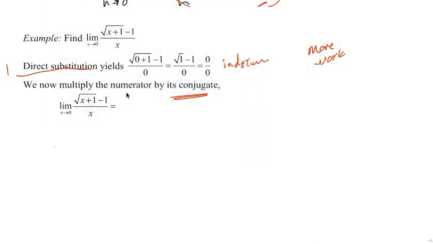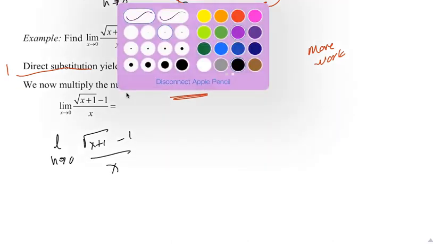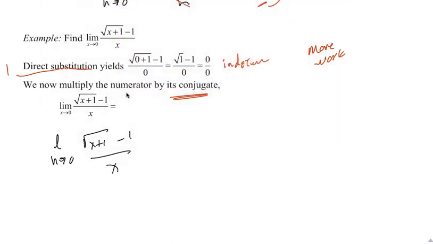So we're going to do the limit as x approaches 0 of square root of x plus 1 minus 1 over x. Let's multiply by the conjugate. So all I'm going to do is change the middle sign here: square root of x plus 1 plus 1 over square root of x plus 1 plus 1. A couple hints here. When we multiply these, we don't have to simplify the bottom because we're going to want stuff to cancel out. So we're just going to keep the bottom like this.